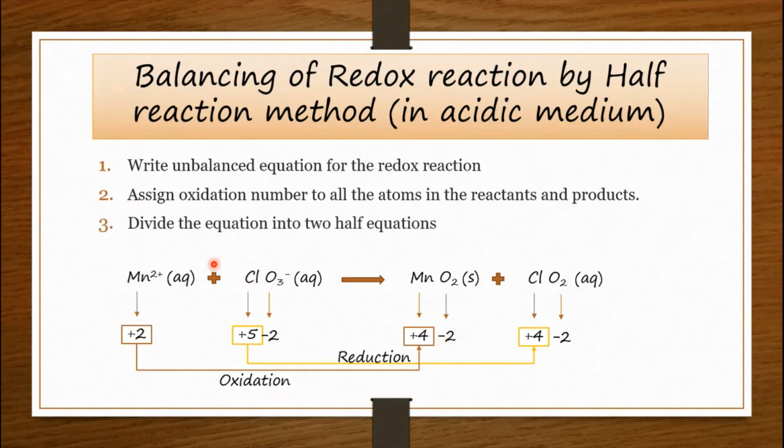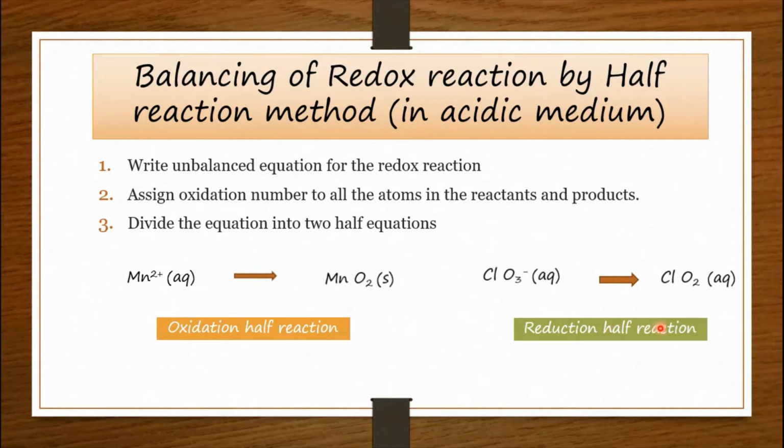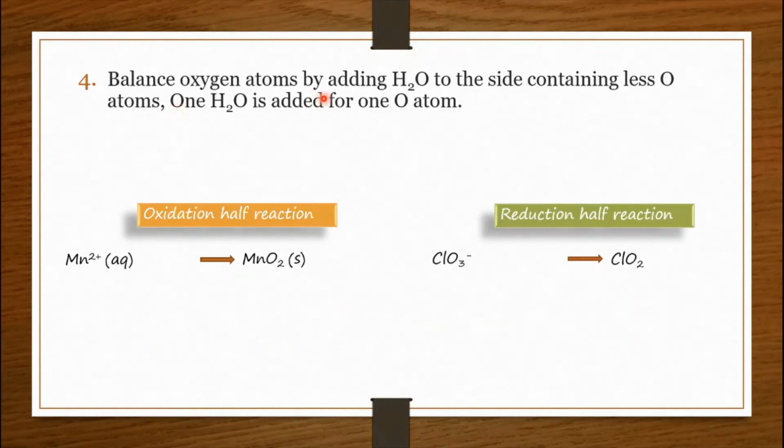Now divide the equation into half equations. This is the oxidation half reaction and this is the reduction half reaction. Now balance the oxygen atoms by adding water to the side containing fewer oxygen atoms. First of all, we are going to balance the oxidation half reaction. On the left hand side of the equation, there is no oxygen, while on the right hand side of the equation, there are two oxygen. So we are going to add water on the left hand side of the equation, and we have to add two water molecules to balance the oxygen atoms.